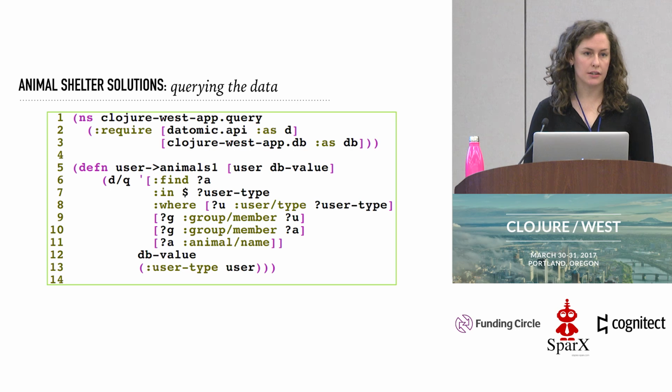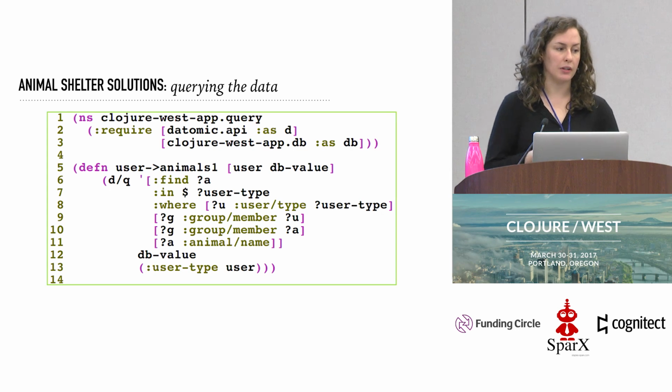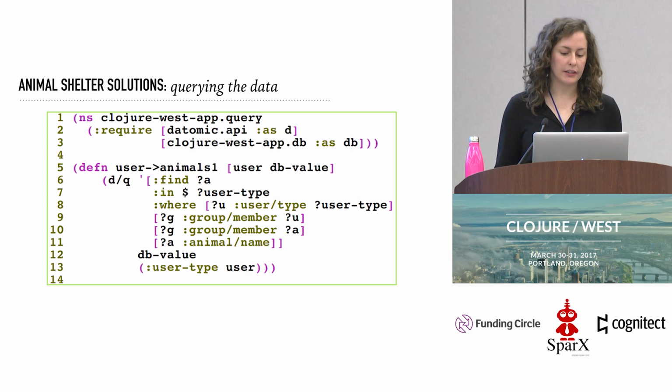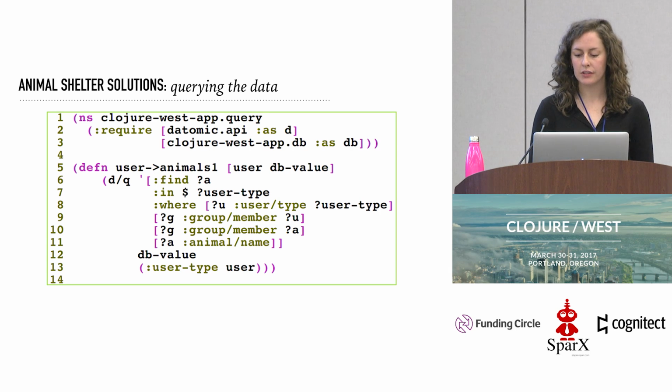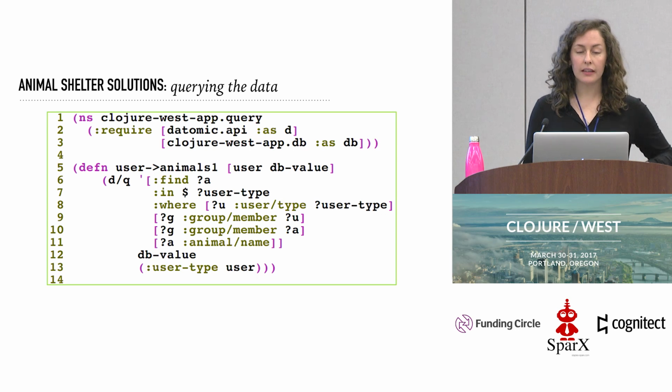We use Datalog to query Datomic. Datalog is a logic-based query language which utilizes pattern matching. At the top of the file here, we're requiring Datomic's API, and then using its q or query function here in the user-to-animals function. q takes in our query clauses as a list, and then a database value, since we're querying the database as of a certain time. And finally, any parameters that we're passing to the query.